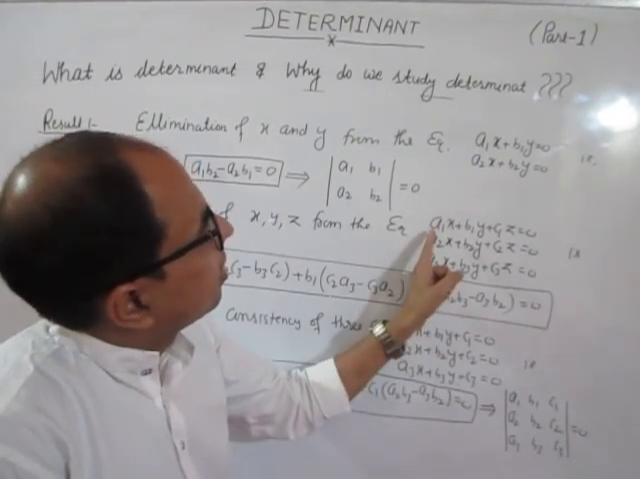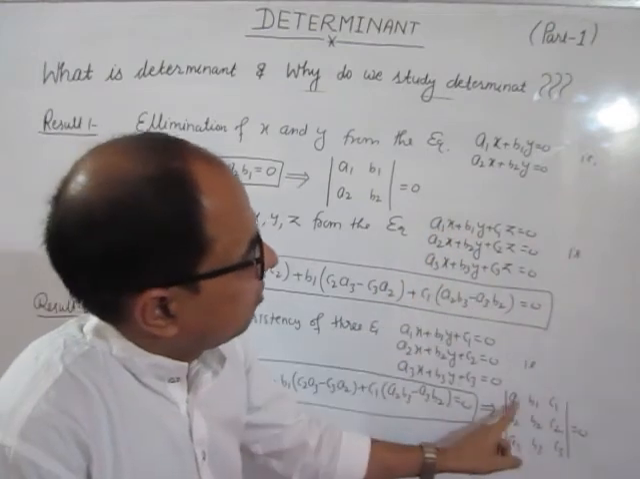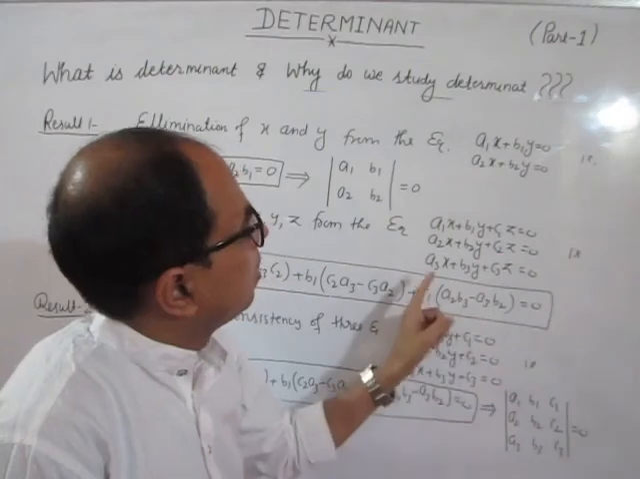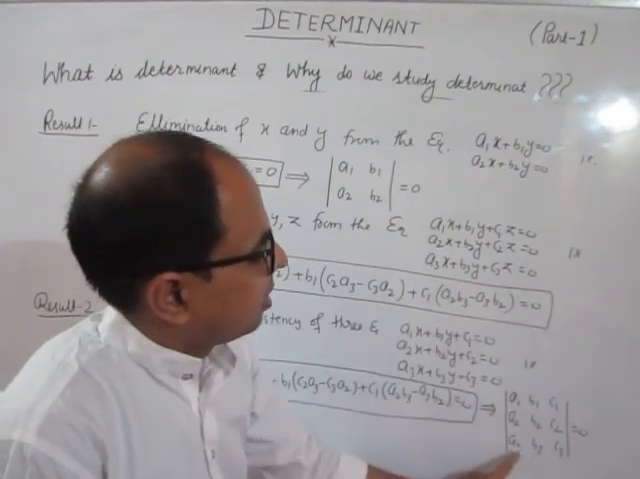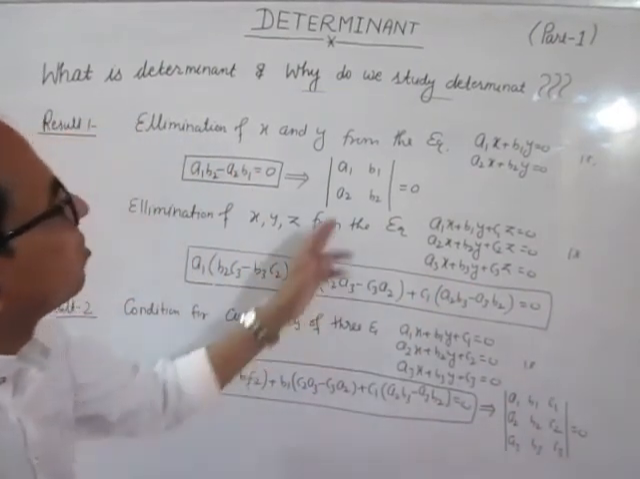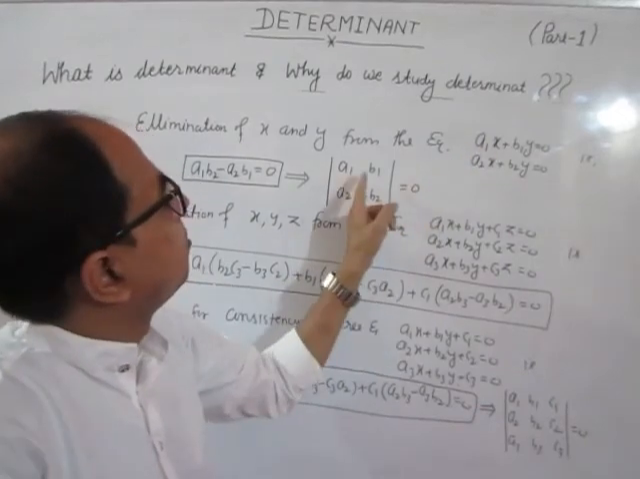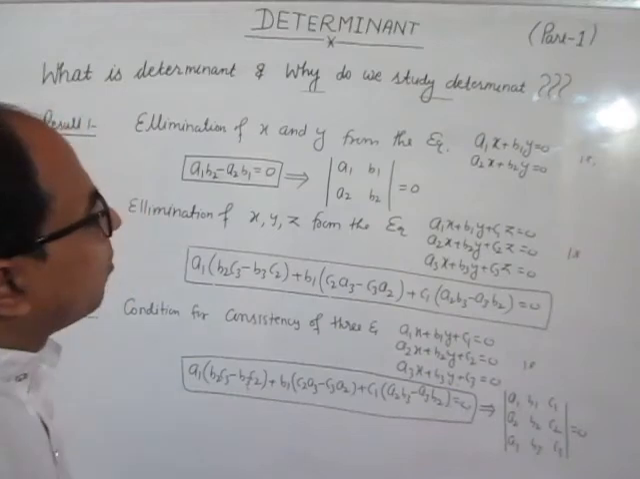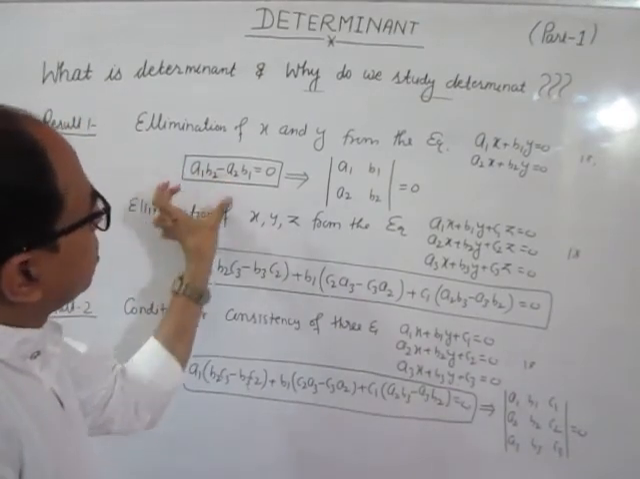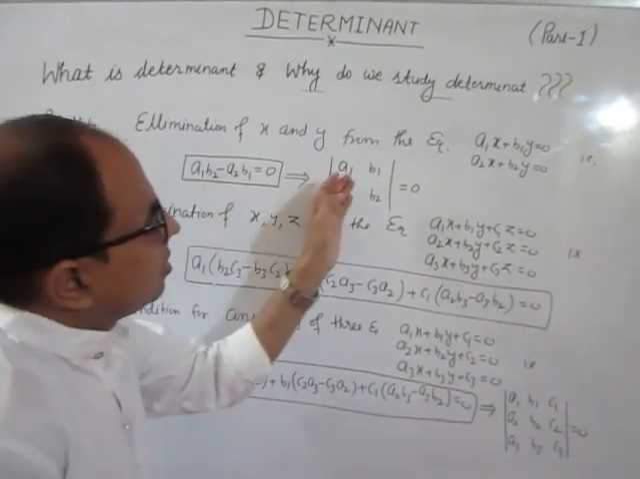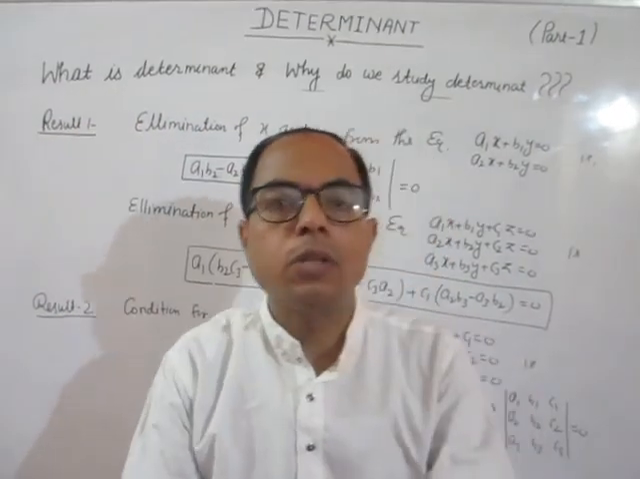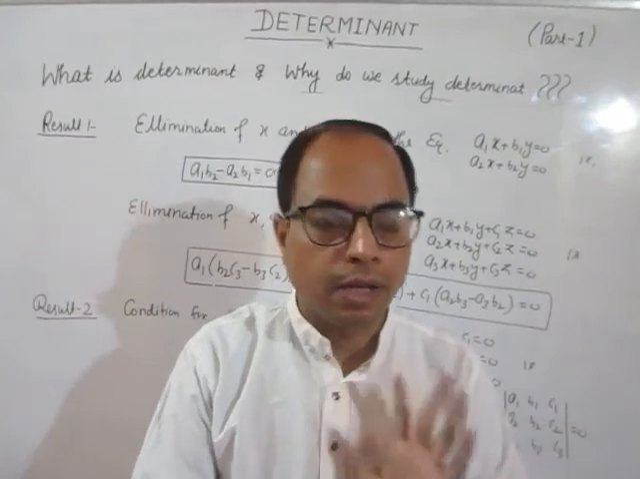See, I have just written A1, B1, C1 here, then A2, B2, C2 here, and A3, B3, C3 here. And then also A1, B1 in the first row, A2, B2 in the second row. So as compared to these expressions, this concise form is easy to remember. So this is the first advantage of determinants.